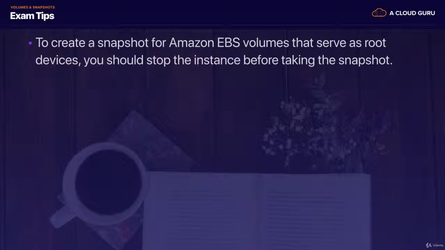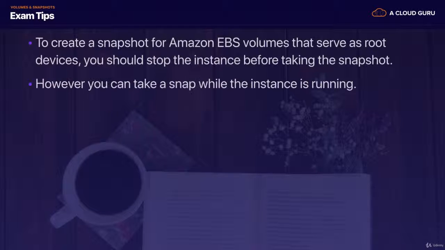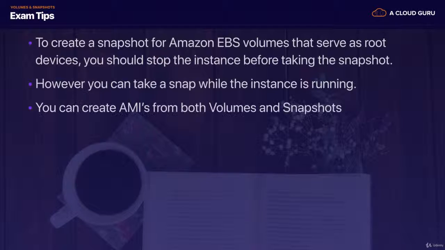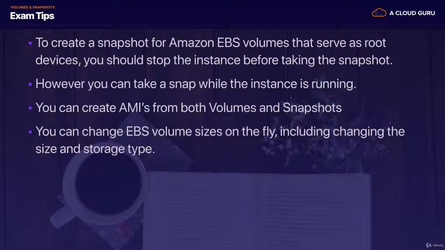Now, to create a snapshot for EBS volumes that serve as root device volumes, you should really stop the instance before taking the snapshot, especially if it's a production workload. That will just guarantee that your snapshots are going to be consistent. However, you can definitely still take a snapshot while the instance is running. Remember that you can create AMIs from both volumes and snapshots. So that's what we did. We created an AMI from our snapshot, but you can also create an AMI directly from the volume. You don't have to take a snapshot first. You can do it either way.